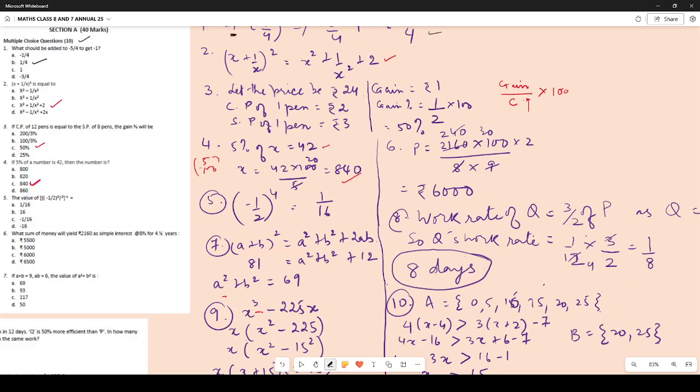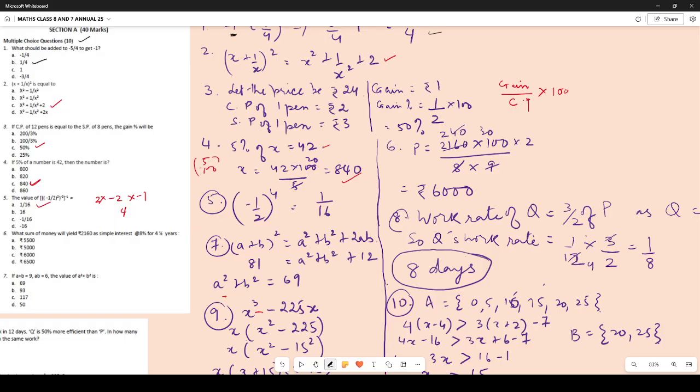Now, what will be the value of minus 1 by 2 to the power of 2 to the power of minus 2 to the power of minus 1? So what we do is we multiply all these powers. So what do we get when we multiply all these powers? 2 into minus 2 into minus 1. We get the power as 4. So it is minus 1 by 2 to the power of 4. So that gives you the answer as 1 by 16.